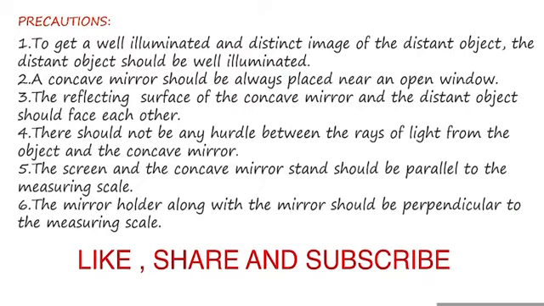Now, what precautions should be taken while doing the experiment so that we get correct readings? To get a well illuminated and distinct image, the distant object should be well illuminated, meaning properly lighted. The concave mirror should always be placed near an open window so that light can fall on it. The reflecting surface of the concave mirror and the distant object should face each other, not behind the mirror. There should not be any hurdle between the rays of light from the object and the concave mirror. There should be no other object between the concave mirror and the object, only the screen.